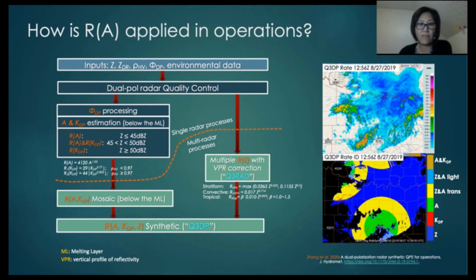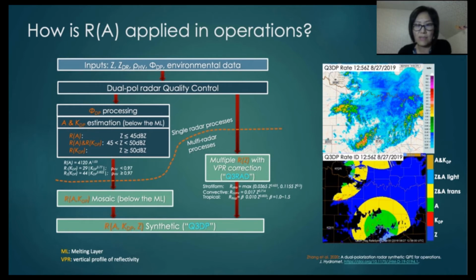Then we have a multiple RZ algorithm that's applied everywhere across CONUS. This RZ applies multiple RZs based on an automated precipitation classification and has a VPR correction to mitigate the bright band contamination and to mitigate potential underestimation associated with the radar beam overshooting or partially overshooting precipitation at the far ranges. So below, I list some of the RZ relationships that were used.